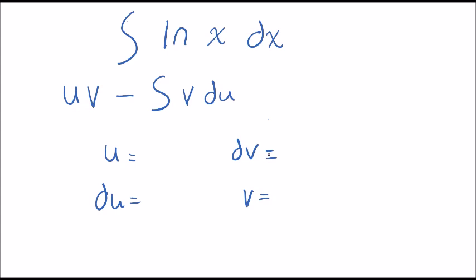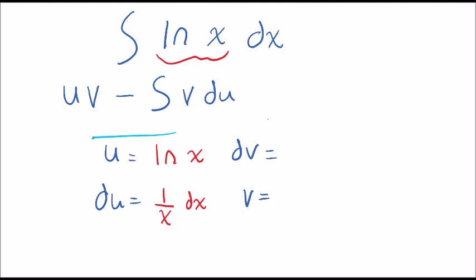We have to identify what u is, what du is, what dv is, and what v is. I'm going to start by saying I want u to be the ln of x. Then the derivative of the ln of x we know is 1 over x dx. The reason I chose u to be the ln of x is because if I had chosen dv to be the ln of x, then we'd have to integrate it, but that's what we're trying to do here originally. We don't know how that integrates, so I'm not going to choose that for dv.